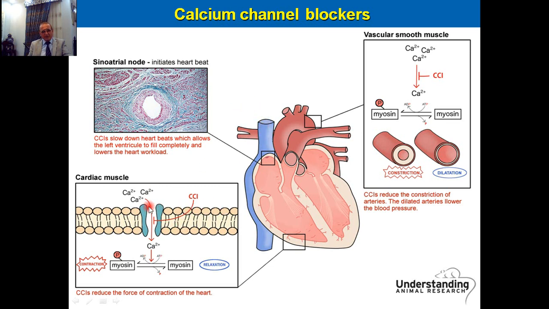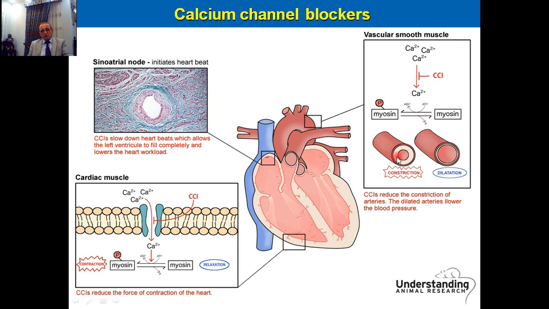This is the cell membrane where calcium enters. It has two main areas: the conduction system of the heart, the SA node, the AV node. So when they block this, they are used for arrhythmias. The other calcium is in the smooth muscle of the arteries.